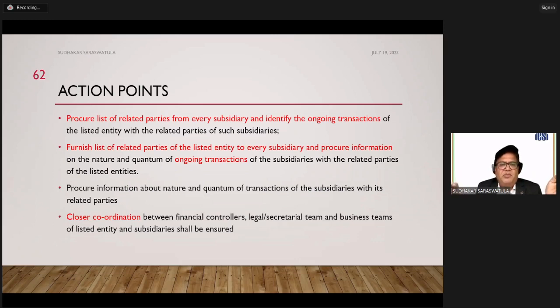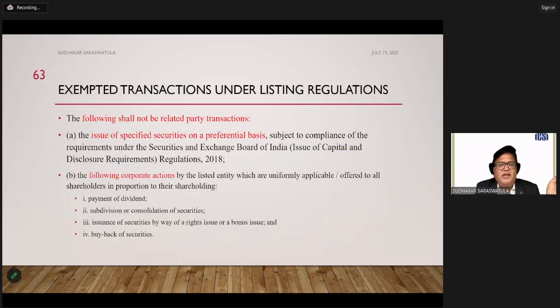Procure the information about the nature and quantum of transactions of the subsidiaries with its related parties. And as I told you, a closer coordination between the financial controllers, legal, secretarial teams, and business teams of listed entities and subsidiaries shall be ensured.